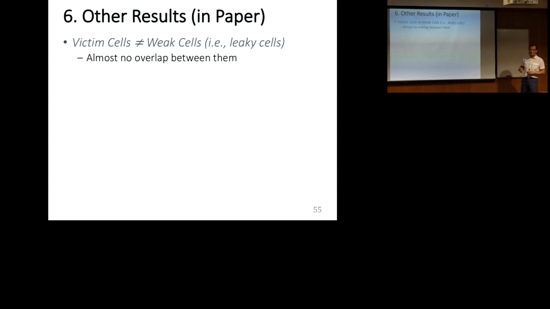Okay, so there are a bunch of other results. Victim cells turned out they're not the same as the weak cells. Weak cell meaning they're leaky cells. It's cells that have retention, that cannot retain data for long. Because this is a different failure mechanism. So it turns out charge leakage from a cell, the retention time failure mechanism, is different from RowHammer failure mechanism. There's almost no overlap between them. There's some overlap, but very little.